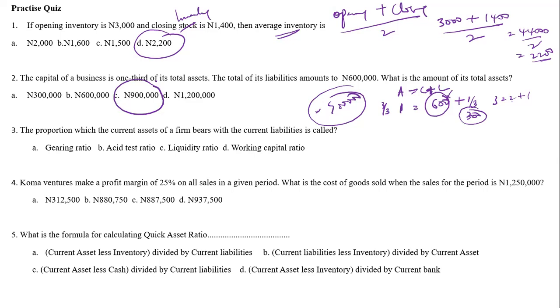Now let's look at the proportion in which current asset of a firm is with current liability. It's very simple. They say proportion of current assets all over current liabilities is called what? We've done that in this class. It's called working capital.